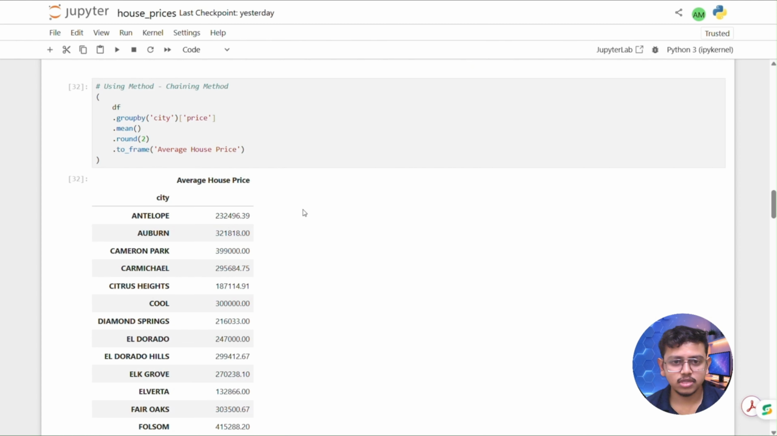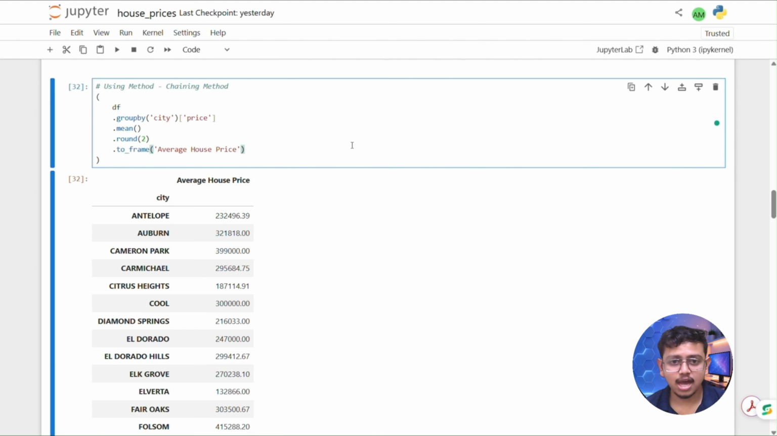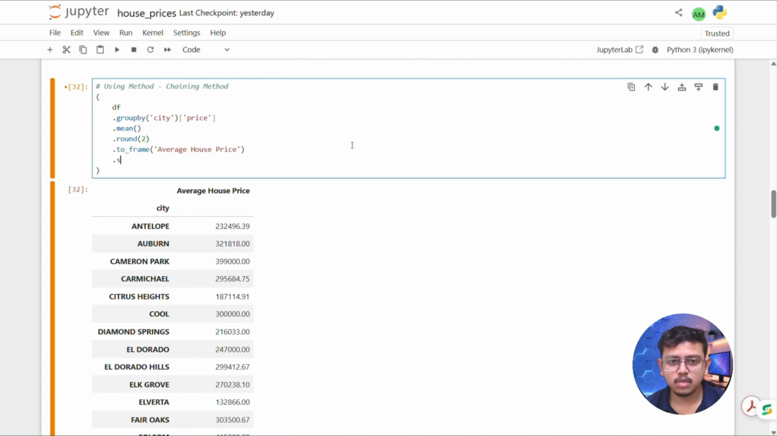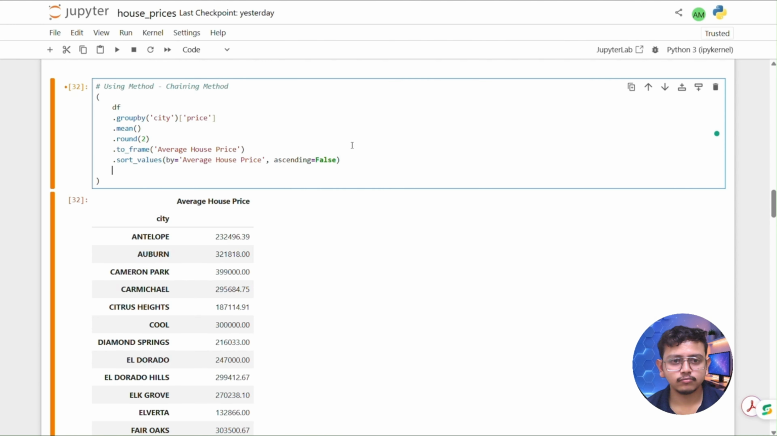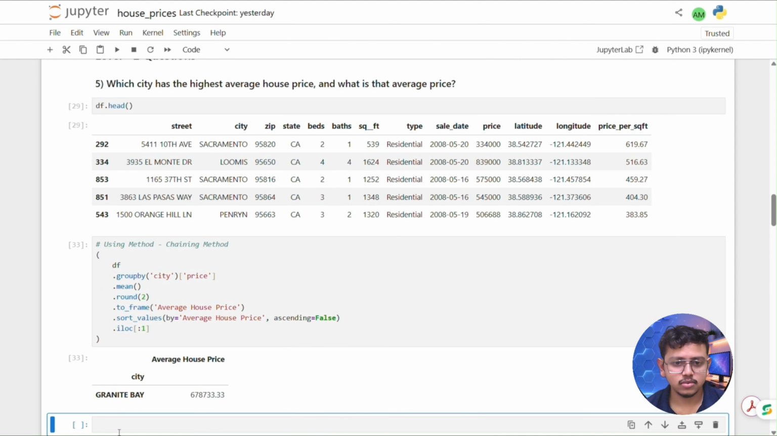Later, we observe that the data is unordered. It is important to order the data to find the maximum average house price. So we use the sort values method, select the average house price column, and set the parameter ascending to false. Then we use the iloc method to derive the first entry, which will be our answer. So this is the answer.